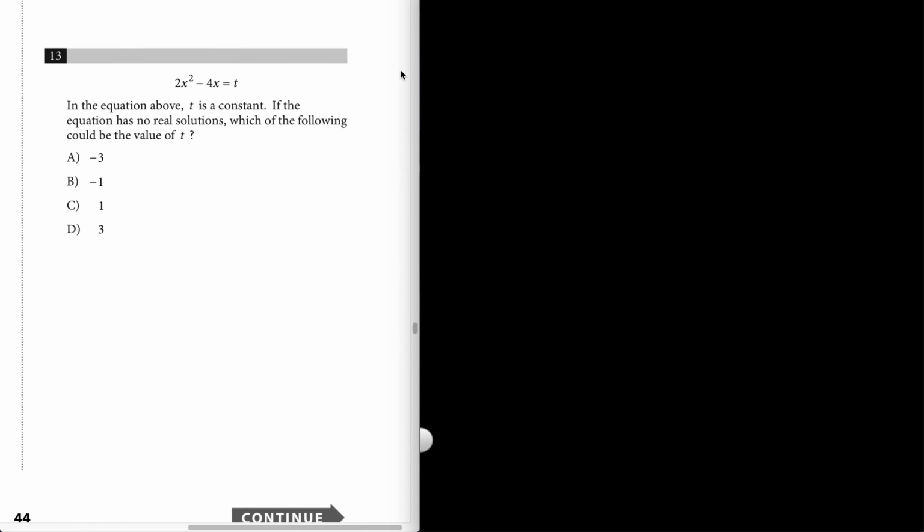All right, 13. 2x squared minus 4x is equal to t. In the equation above, t is a constant. If the following equation has no real solutions, which of the following could be the value of t?